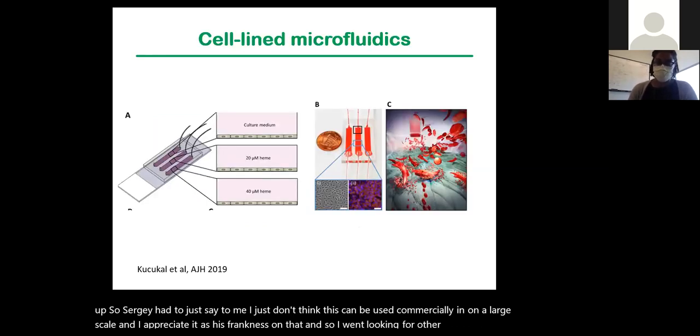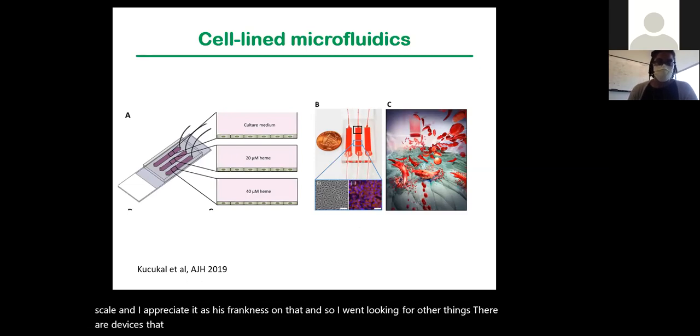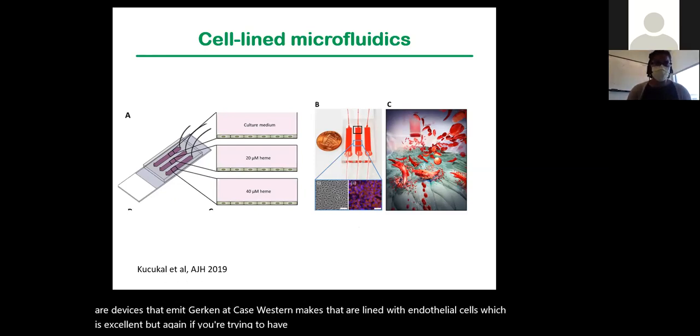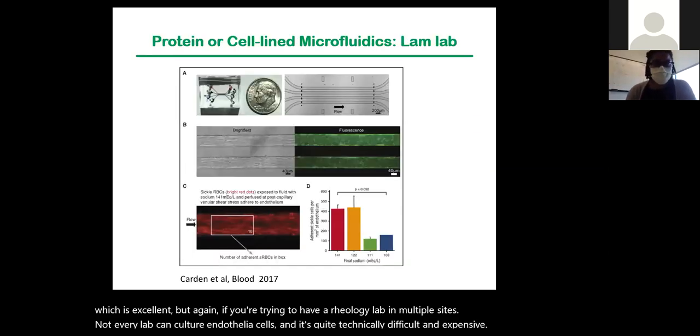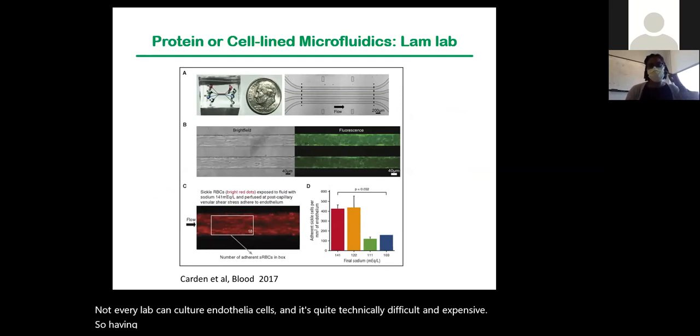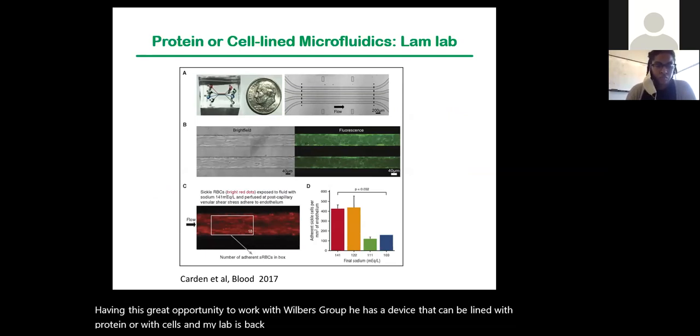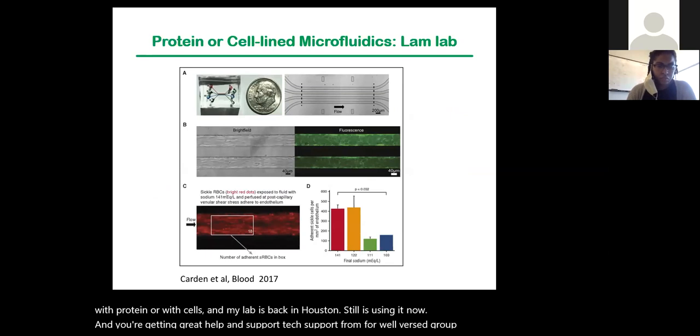There are devices that Umit Gurkin at Case Western makes that are lined with endothelial cells, which is excellent. But again, if you're trying to have a rheology lab in multiple sites, not every lab can culture endothelial cells, and it's quite technically difficult and expensive. So, having this great opportunity to work with Wilbur's group, he has a device that can be lined with protein or with cells. And my lab back in Houston still is using it now, and getting great help and tech support from Wilbur's group. Be great to be in the same city soon.